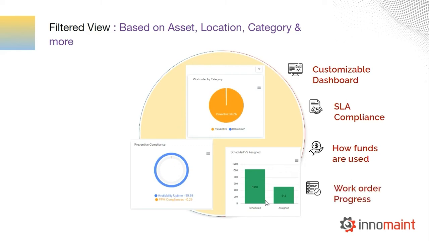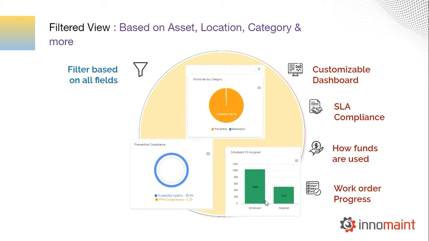And next one is the work order progress. In the dashboard page, you can see the progress of the work orders, like how many are new, how many are in progress, how many are to be reassigned, how many are completed. So you can see the work order status for both the schedules as well as PPM schedules as well as for the breakdown.